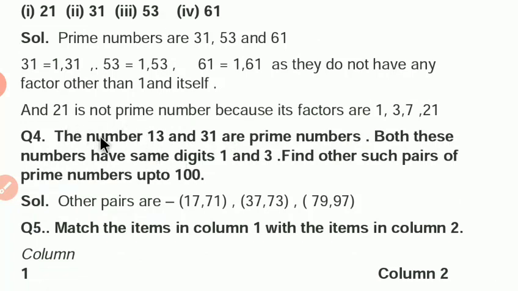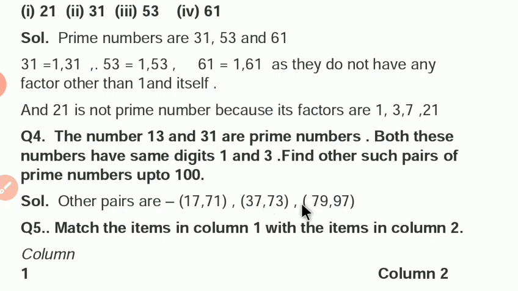Then question number 4. The numbers 13 and 31 are prime numbers, both having the same digits 1 and 3. Find other such pairs of prime numbers up to 100. You can see that 13 and 31 are both prime numbers, and both have the same digits 3 and 1, only the order differs. Now we have to see which other pairs of prime numbers have the same digits, till 100. After 13 the next prime number is 17, and its opposite is 71, and 71 is also a prime number. So the second pair is 17 and 71.